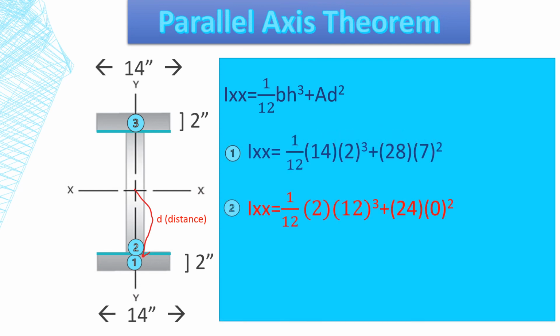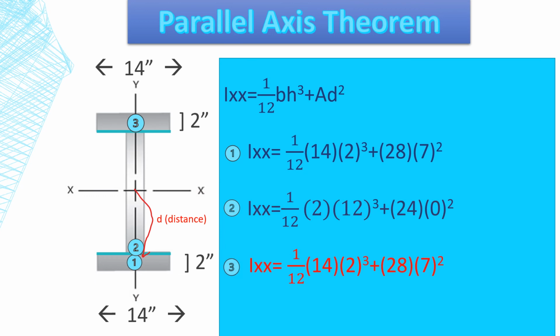Now for the second piece, which is the center piece, we're going to do the same equation, 1/12 times 2 for the base and times 12 for the height cubed. And then that last part, the area times the distance, isn't relevant because it is on the neutral axis and that would make it 0. So that is all of the equation on that one.